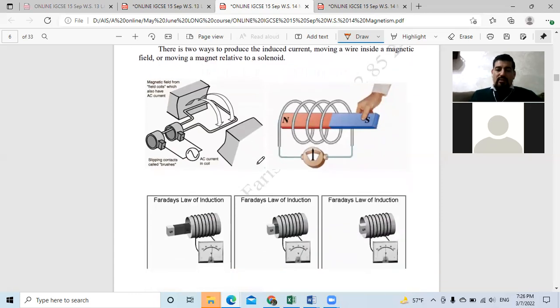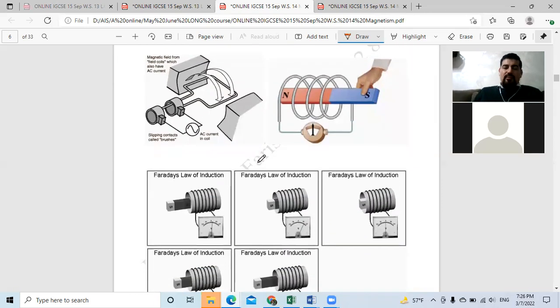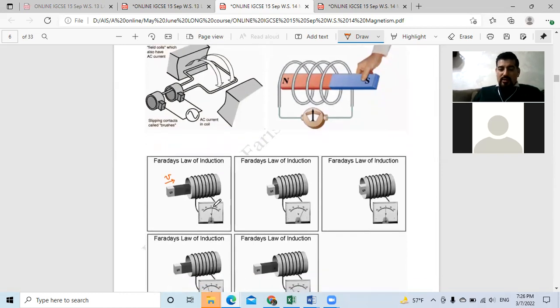Okay, let's talk about the first one. For example, I move the magnet here at a slow speed inside the solenoid. As I move the magnet slowly inside the solenoid, look what happens. There is a small current, a small reading. It's not zero, it's a little bit shifted to the right.